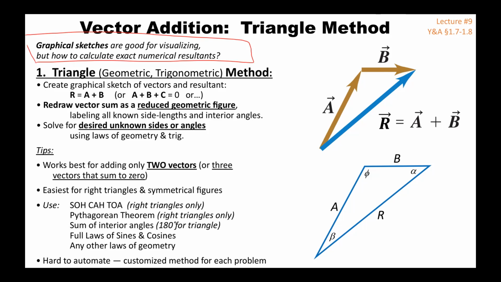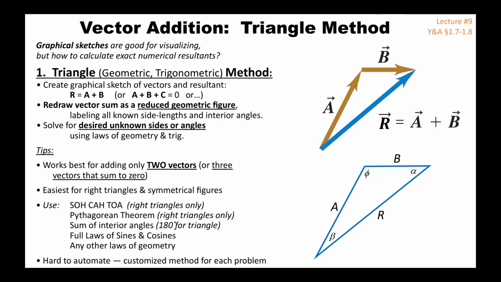Well, there are two main methods for doing this. The first is on this slide, and it's the triangle method, also known as the geometric method or the trigonometric method. It goes by all those names. I'll call it the triangle method for now. And just to jump down to the bottom, I'm going to spoil it a little and say this works best when you're adding either two vectors together, or if you're summing three vectors, but the sum of all three is exactly 0.